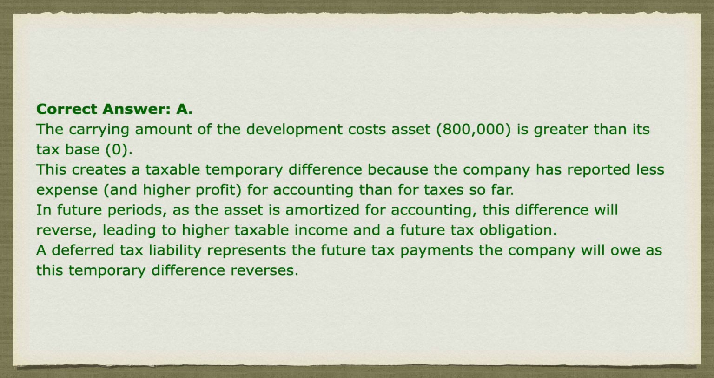Correct answer: A. The carrying amount of the development cost asset, $800,000, is greater than its tax base, 0. This creates a taxable temporary difference because the company has reported less expense and higher profit for accounting than for taxes so far. In future periods, as the asset is amortized for accounting, this difference will reverse, leading to higher taxable income and a future tax obligation. A deferred tax liability represents the future tax payments the company will owe as this temporary difference reverses.